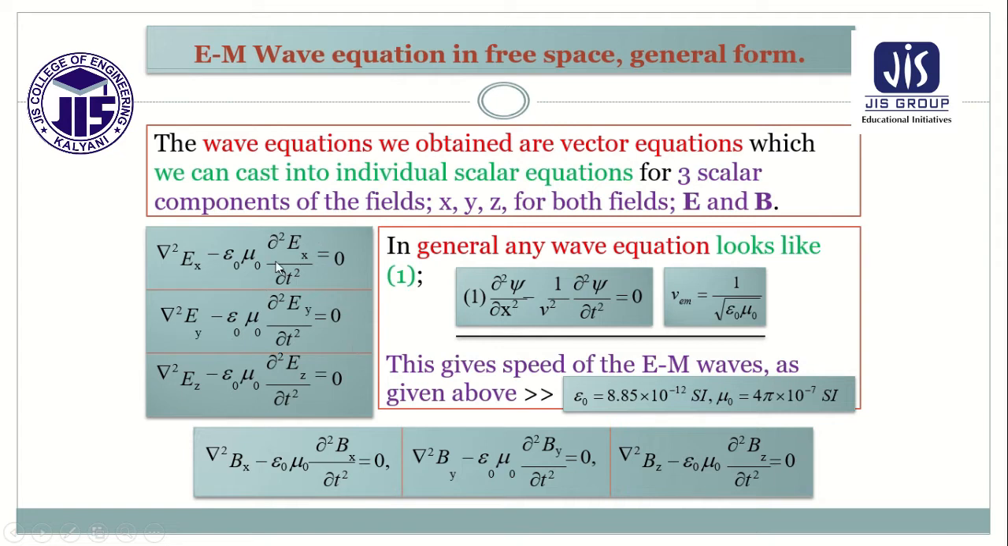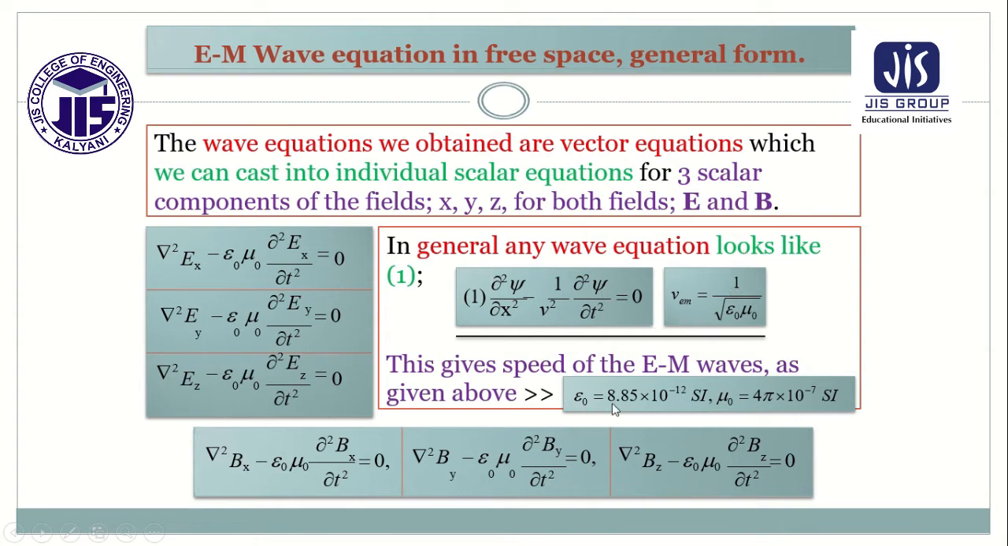Now we compare this with the general wave equation: del square psi del x square minus 1 by v square del square psi del t square equal to 0. If we compare this equation with it, we get v equal to 1 by root over mu naught epsilon naught. This is the velocity of the electromagnetic wave. So by comparing these two equations, we get the velocity of the electromagnetic wave.